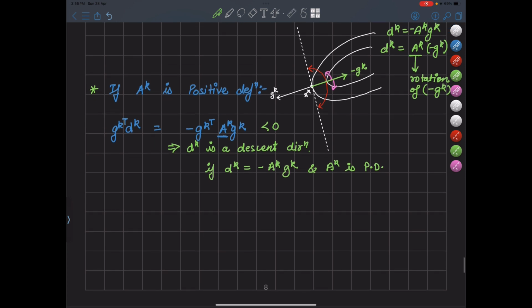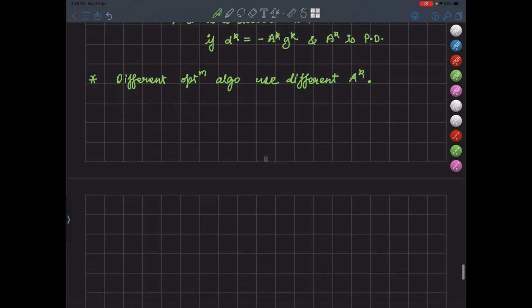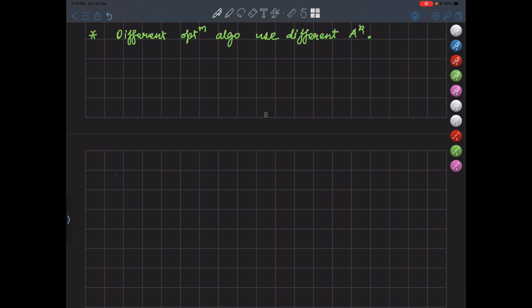Okay, now the thing is, different optimization algorithms use different AKs according to their theory, that is, what AK should be so that the algorithm is faster, or follows some property. So how do we find this DK, or in turn AK? Let's answer that question. How to find DK?